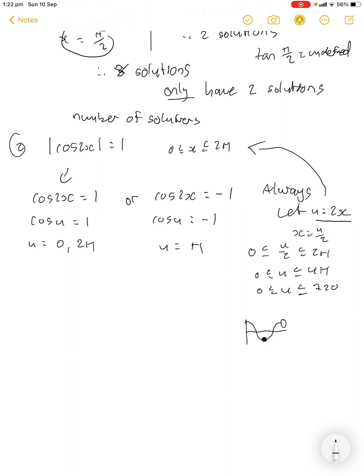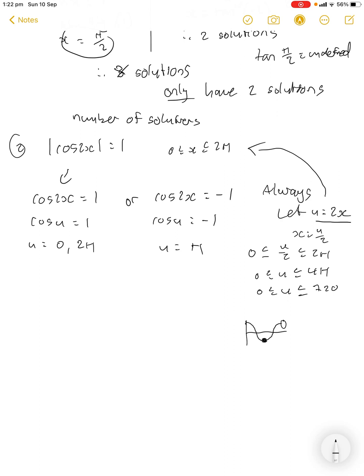Now, because we've solved for u, what we need to actually do is consider the domain all the way up to 720, all the way up to 4 pi. So what that means is we need to add 360 degrees or 2 pi to both of these answers as well. So u is going to be 0, 2 pi, and 4 pi.